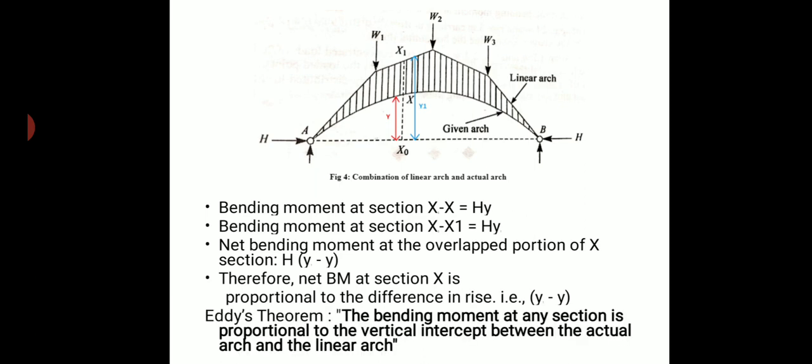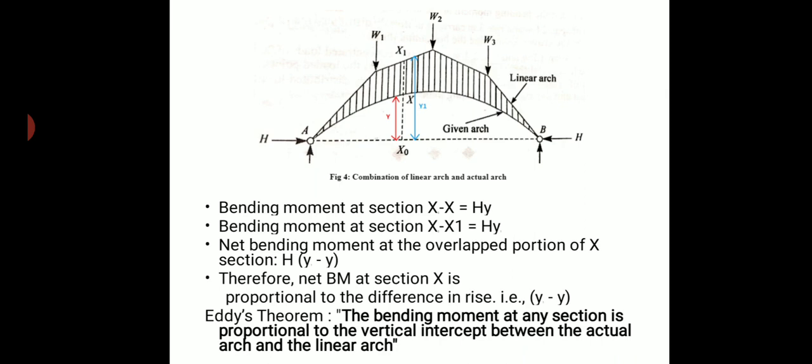Therefore Eddy's theorem states that the bending moment at any section is proportional to the vertical intercept between the actual arch and the linear arch. The vertical intercept between the actual arch and linear arch, I repeat. So the bending moment at any section is proportional to the vertical intercept between the actual as well as linear arch, would be the statement for Eddy's theorem.